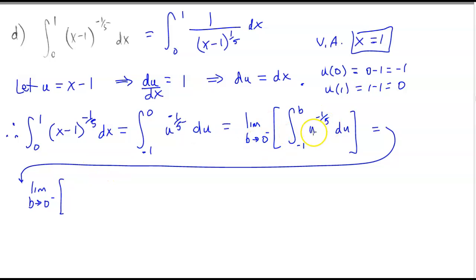So in other words, find the antiderivative of u raised to the negative 1/5. So if we do that, then of course it's going to be 5 over 4 u raised to the 4 over 5. And that's going to be evaluated from negative 1 to 0. And let's change the way that this looks so that we have a difference.